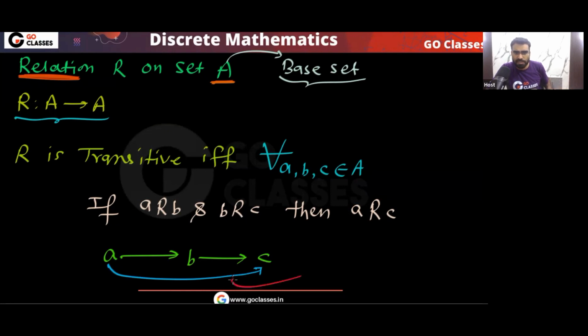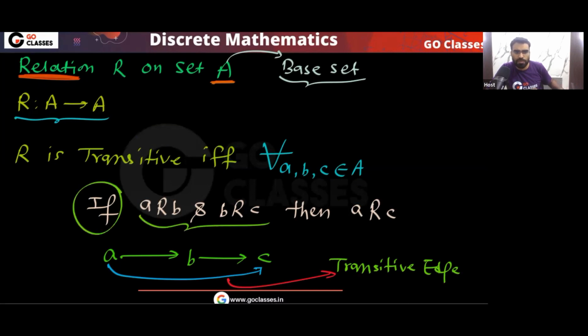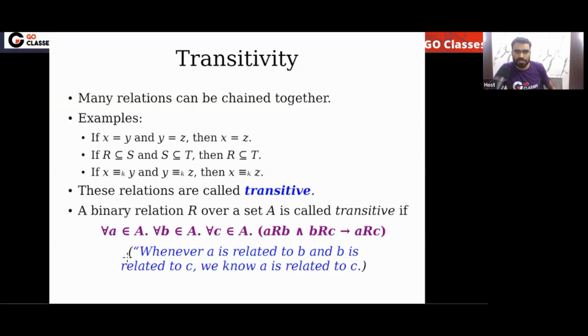Here remember, this will be called transitive edge. Look at this edge. This is called transitive edge. We are going to call it transitive edge. So this is the definition of transitive relation. A relation is transitive if and only if for all the elements of this base set, if A is related to B, B is related to C, then A must be related to C. Very simple. You can see it here that whenever A is related to B and B is related to C, then A must be related to C. This is the definition. So for all elements, this should happen.